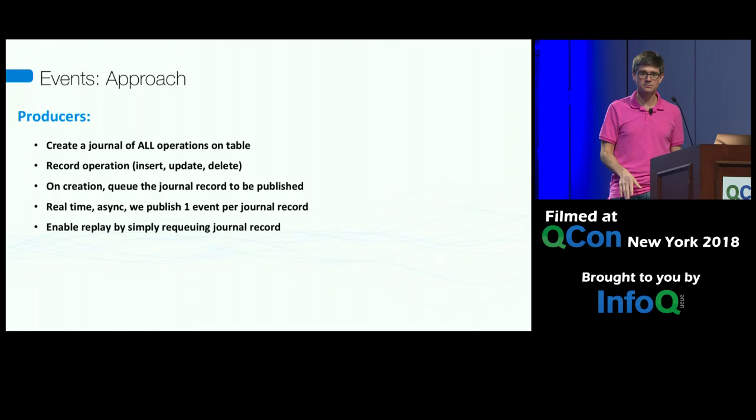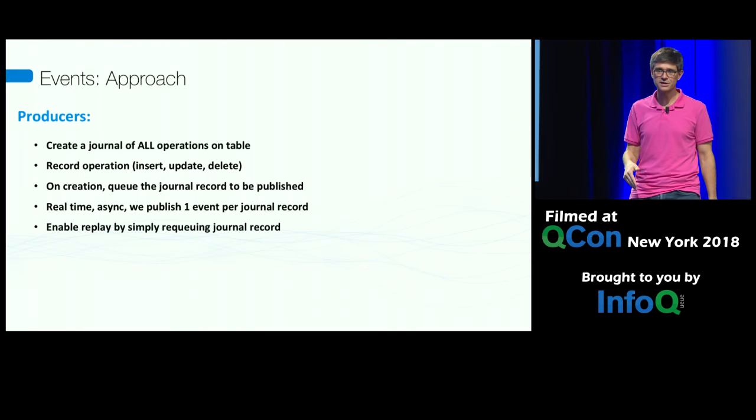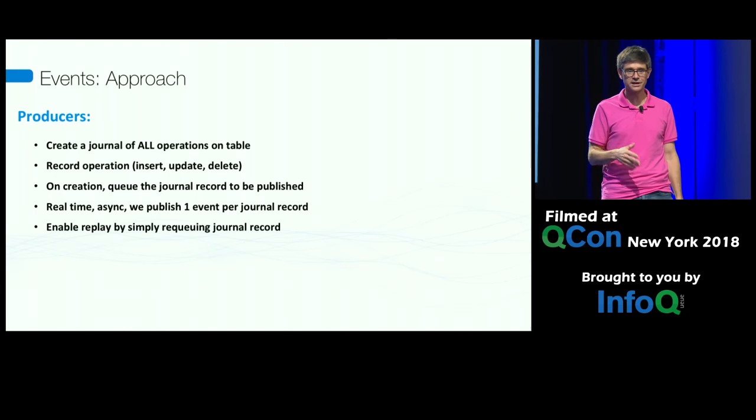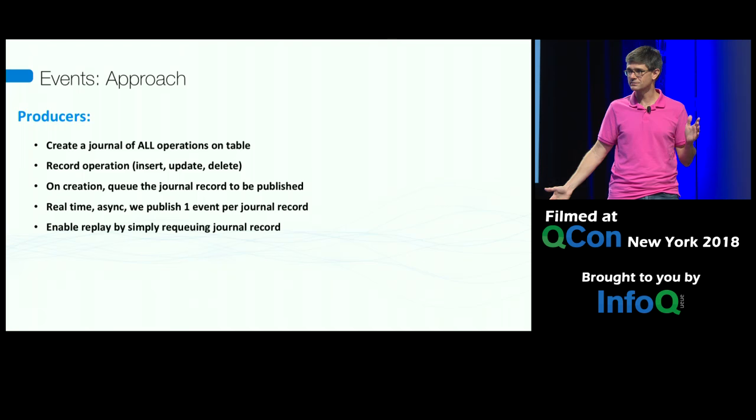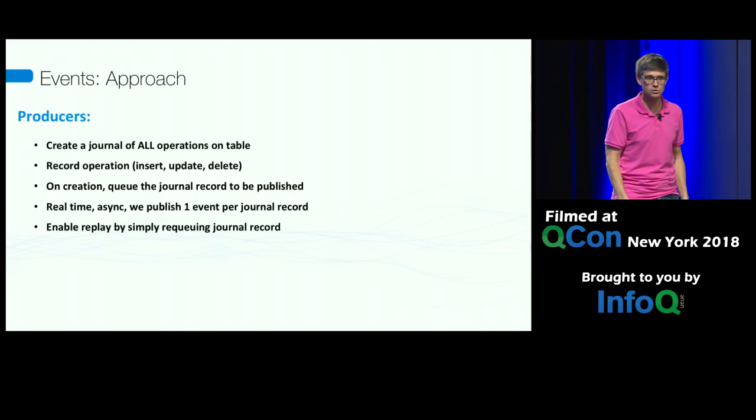Replay becomes quite simple because you can either just requeue the record, or frankly, what developers do is just update the user set ID equal to ID where ID is 5, and it just goes through the chain again, and that user gets published. So replay becomes quite simple.